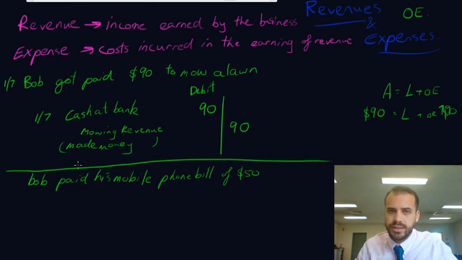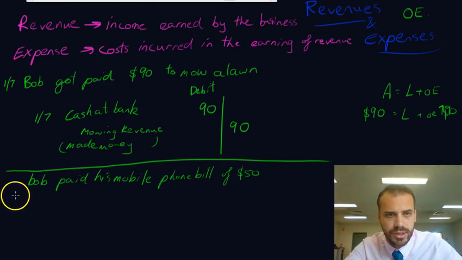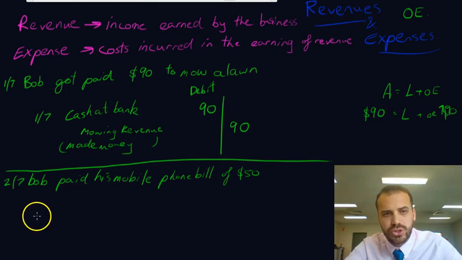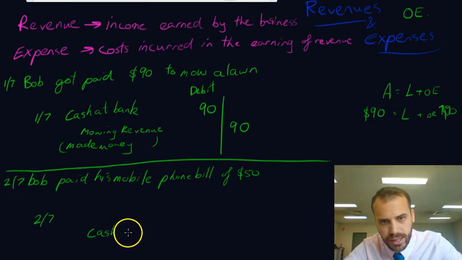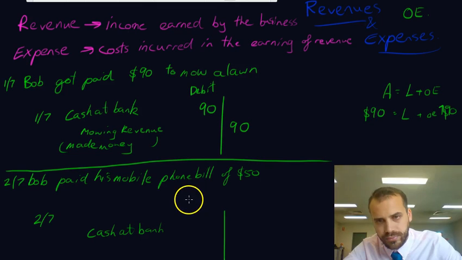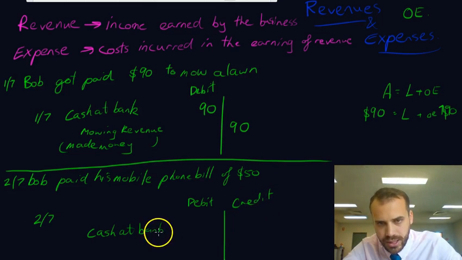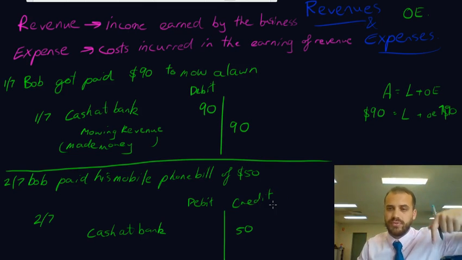Okay, and the second example here, Bob paid his mobile phone bill of $50. We better put a date on that. Let's say it's the 2nd of the 7th. All right, so again, you're going to journalize this entry, 2nd of the 7th. Now, I'm going to do things backwards here. I'm going to credit the cash at bank account. Debit, credit, cash at bank. I'm going to credit that $50 because it goes down by $50.